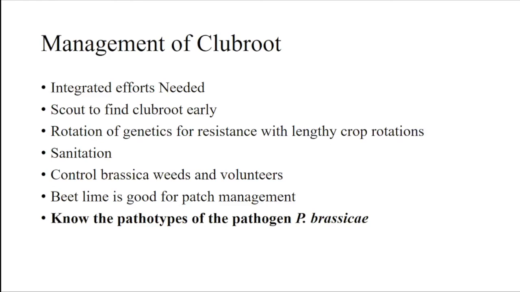In general, for the management of clubroot, we recommend that integrated efforts are much needed. Scout to find clubroot early, rotate genetics of resistance with lengthy crop rotations. Sanitation is a must, and control brassica weeds and volunteers. Beet lime is good for patch management. If you have identified galls for the first time in your field in a small patch, beet lime will definitely be a good option.